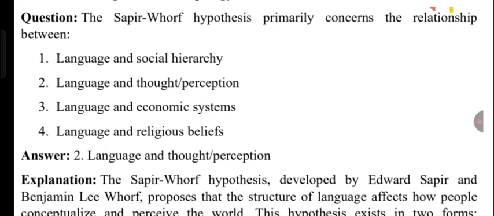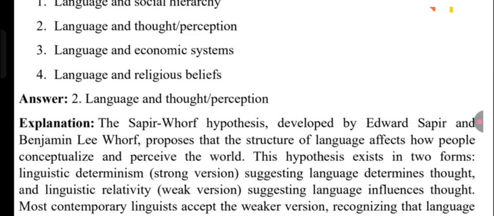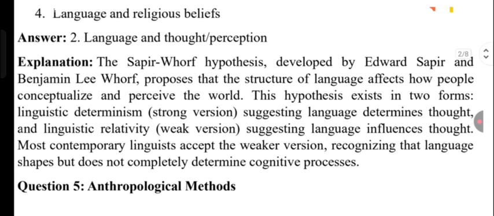So the Sapir-Whorf hypothesis, developed by Edward Sapir and Benjamin Lee Whorf, proposes that the structure of language affects how people conceptualize and perceive the world. And this hypothesis is in two forms. First one is linguistic determinism, which is the strong version, suggesting language determines thought, and the other one is linguistic relativity. This is the weak version, and this suggests language influences thought. Okay, very important question.